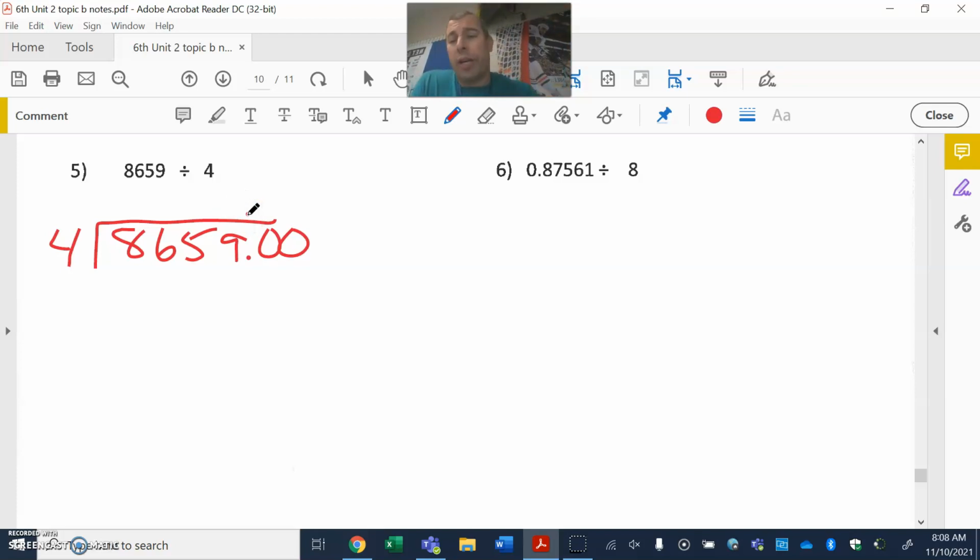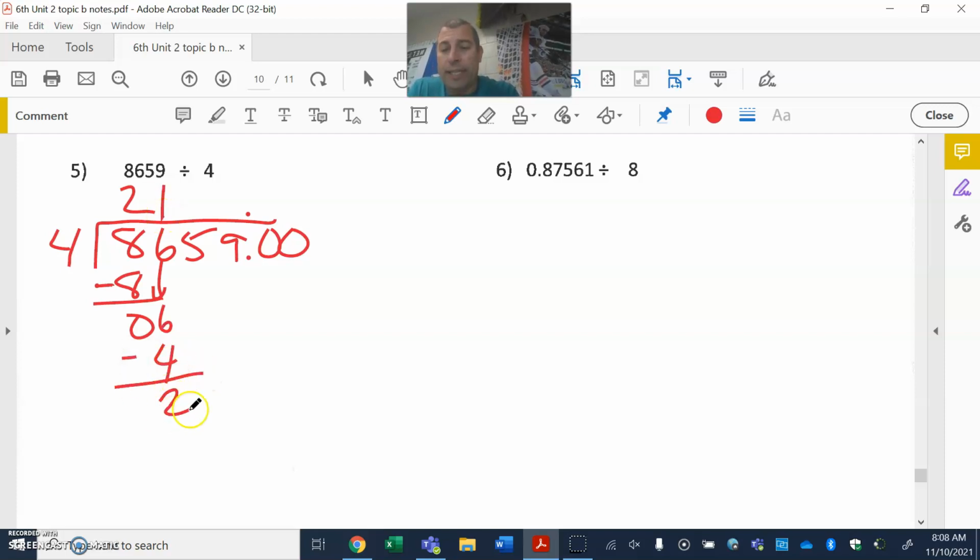Last problem, I rewrote it. If you just want to push the decimal straight up, that's fine. No issues there. Let's do some division. How many groups of 4 can I take out of 8? Well, that's 2. So we're going to multiply, subtract, and bring down the next number. How many groups of 4 can I pull out of 6? Well, that's 1. So 1 times 4 is 4. Subtract, I get a 2. Bring down the next number, which is a 5.